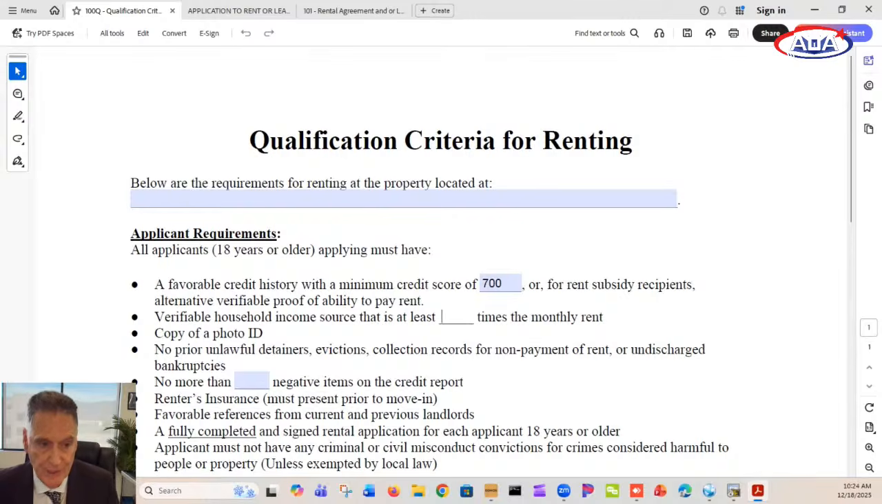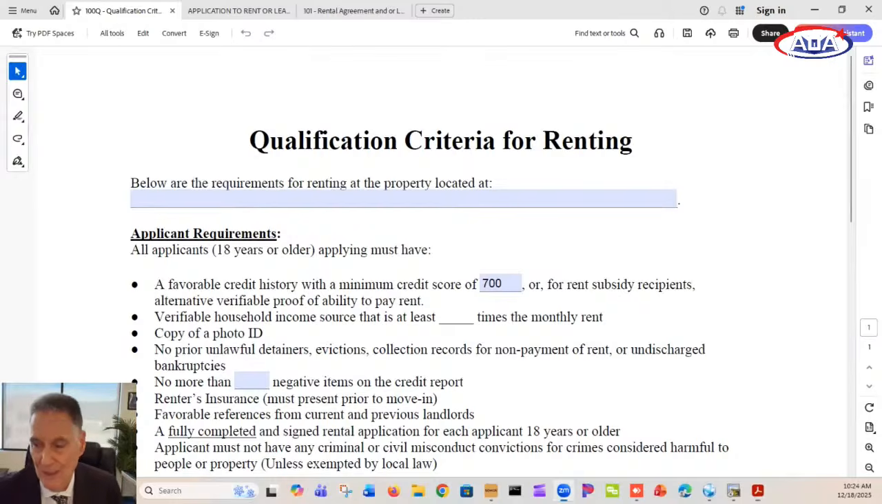Okay, so you've handed them the rental criteria. You had them sign it and kept a copy. And then the next thing you want to do is give them an application. Let's move on to that. I should have pulled this out here. Bear with me. Let's get to the application. I won't have that up as long as I did before.